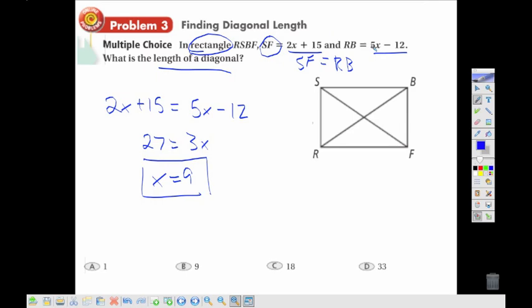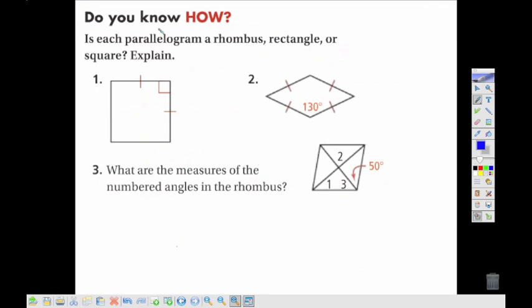We want to look up here, they want the length of each diagonal, so I need to actually plug this in to either one. Since they're the same, it doesn't matter which one. So let's go with SF is equal to 2 times 9 plus 15, which gives me 18 plus 15, which is 33. It would be the same for RB, and that would be 33.